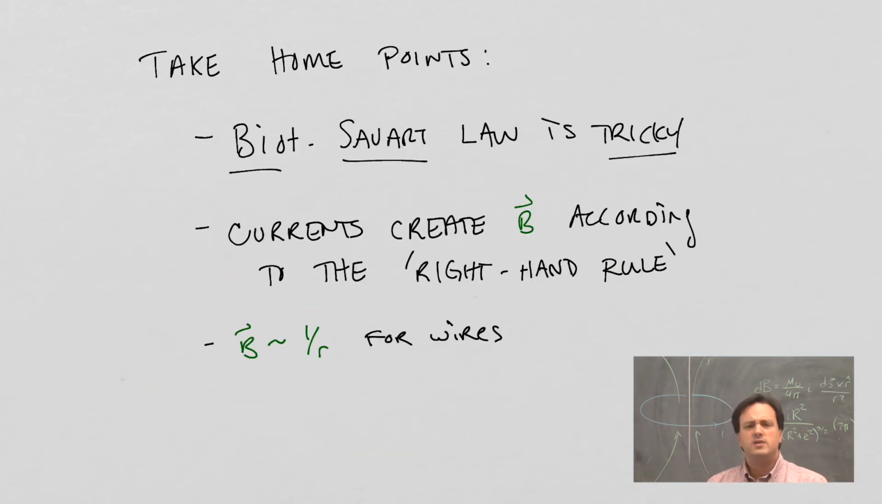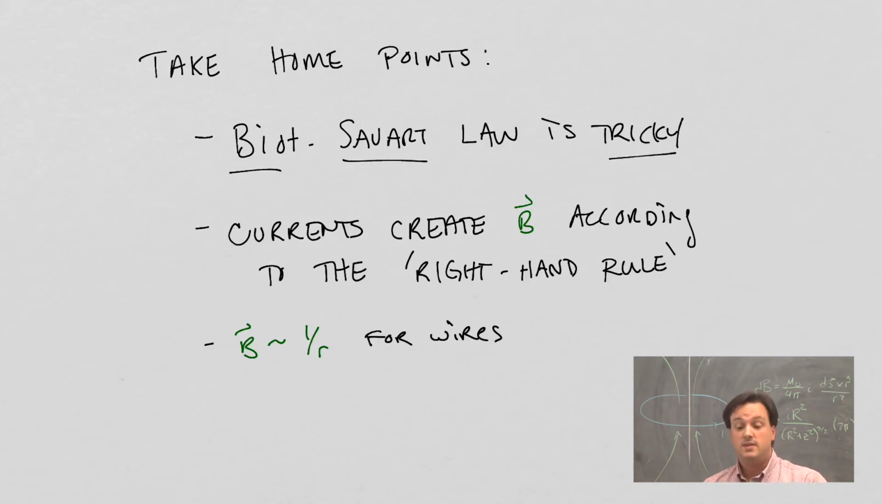Okay, so here are your take-home messages. Generating magnetic fields is mathematically challenging. The Biot-Savart law is hard. It's got a cross product and it's got an integral in it. But currents create magnetic fields according to a right-hand rule, and that's an easier thing to conceptualize.